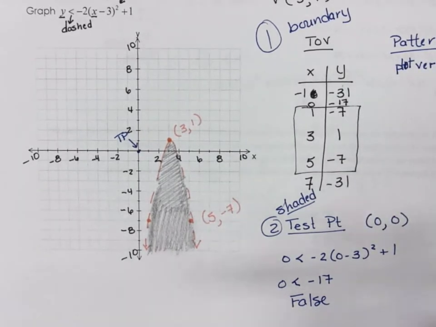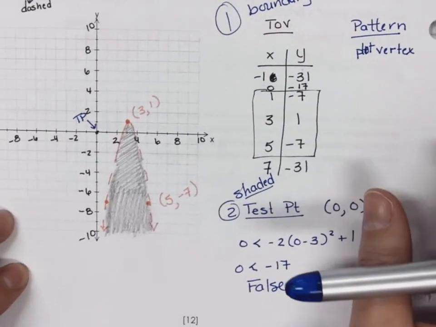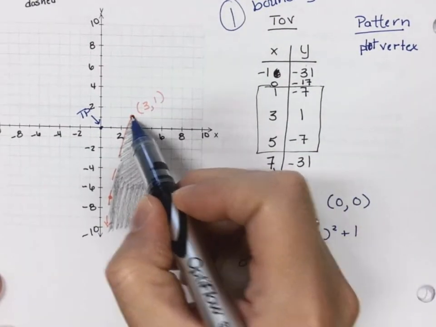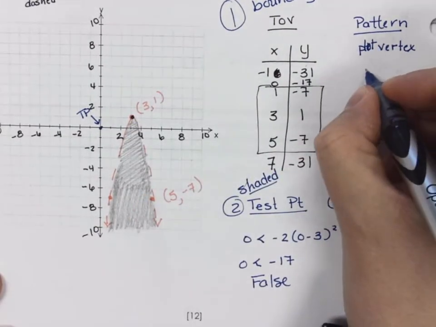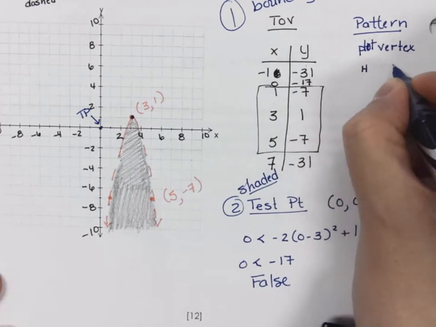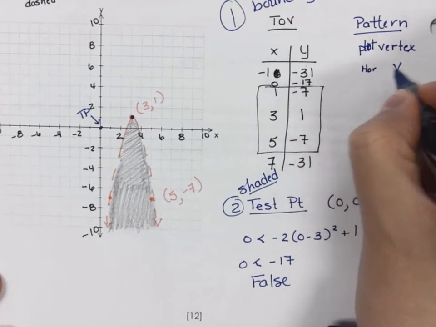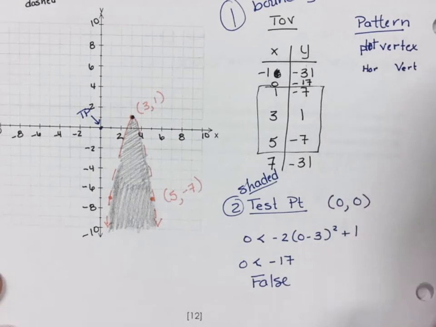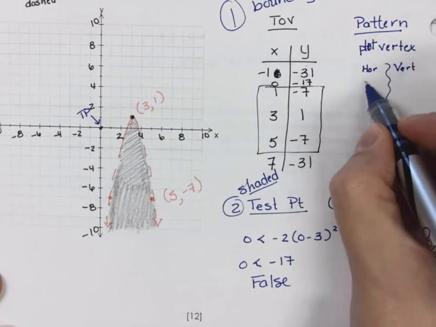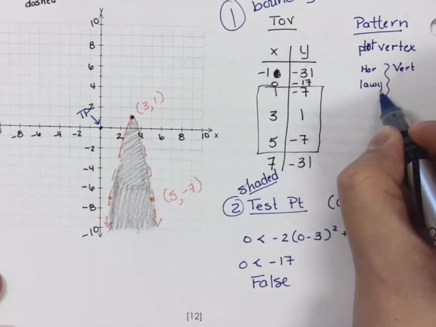You guys can't even see that. Plot the vertex. Okay, so we're going to plot the vertex at (3, 1). And the pattern is horizontal, vertical. Okay, so we go 1 away from the vertex.